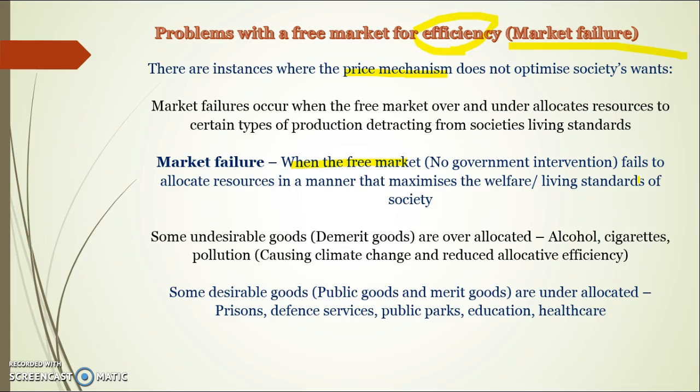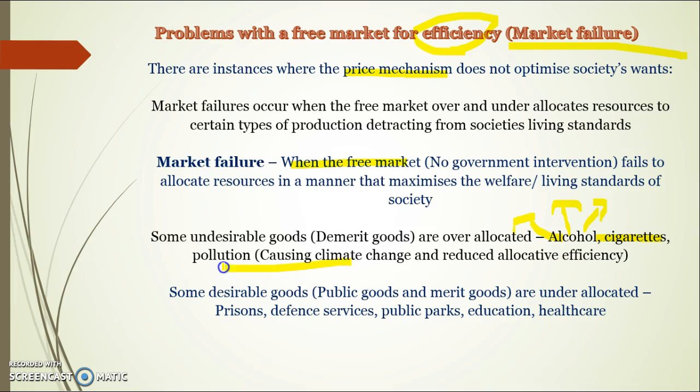Examples of that would be some undesirable goods, demerit goods, which is things like alcohol and cigarettes, are over-allocated. So alcohol, cigarettes, pollution, they're all over-allocated because of the third-party costs. The third-party costs of alcohol might be that you might be more likely to get into a fight, which might hurt other people. You may be more likely to drink drive, which can hurt a third party. You may get sick, and therefore there's more strain on public health care, which hurts people because they have to pay more tax. They are all examples of third-party costs. With cigarettes, it might be passive smoking.